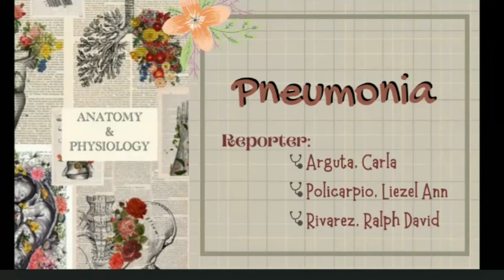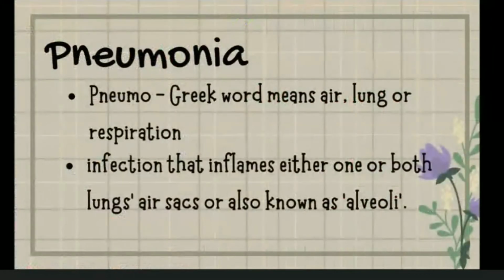So, what is pneumonia? The word pneumo comes from the Greek word for air, lungs, or respiration. Base dito sa etymology, ang pneumonia nagaganap sa lungs natin kung saan nagkakaroon ng blockage yung pagpasok ng air sa katawan natin. So, it is the infection that inflames either one or both lungs' air sacs, also known as alveoli.